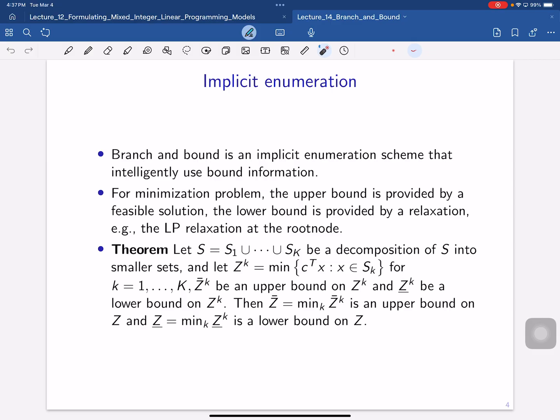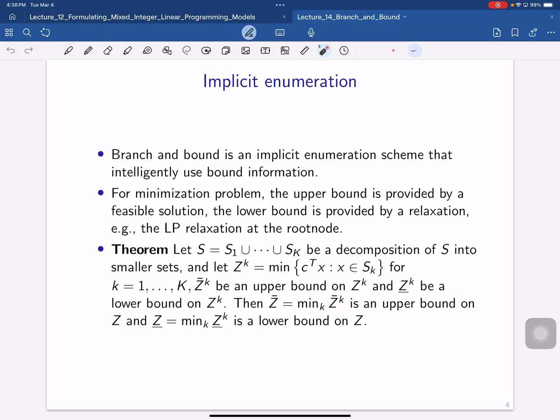Now let's ask the question: how are the global upper bound and lower bound, denoted by this Z here, related to the upper bound and lower bound you obtained on each of the partitions? Okay, so why is this true? This equation is saying the global upper bound is the minimum of the upper bound you obtained over all the subsets from 1 to k.